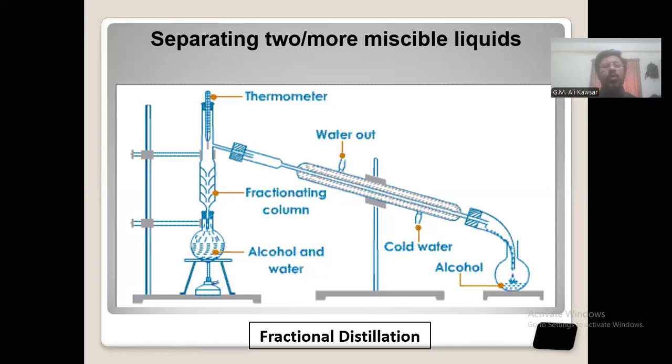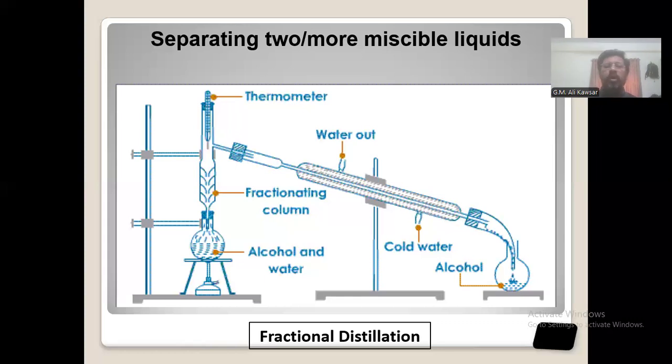Inside the fractionating column, it contains different columns at different heights. So at different heights, different components will be separated. So here also it is called distillation, but as the fractionating columns are used additionally, it is called fractional distillation.